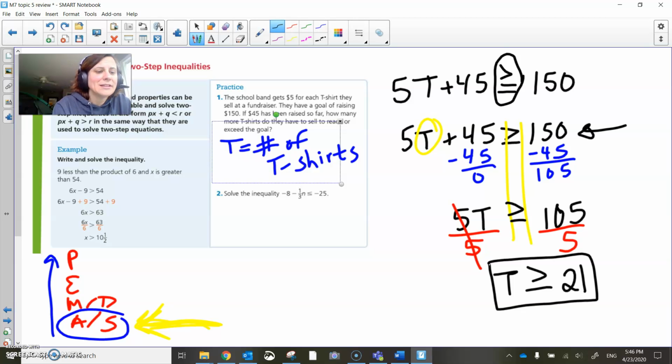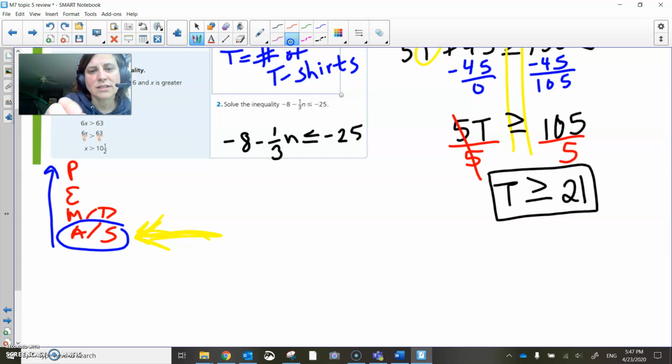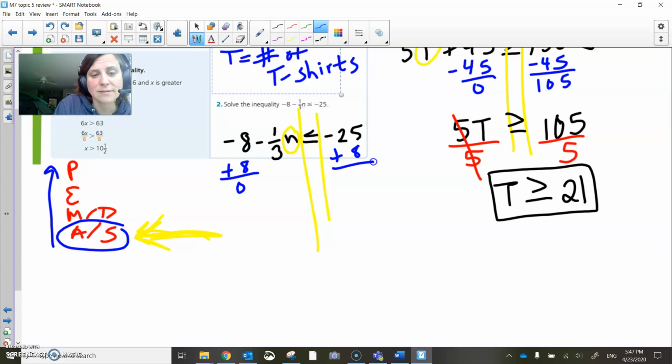It's not so bad. So the second question, the last question here, is another one that has sort of a tricky part to it. So we've got -8 minus 1/3 n is less than or equal to -25. Just like all the other times, we're going to try to isolate this n, and we're going to get rid of any addition or subtraction that's happening to that n. And right now, that's just -8. So it's pretty easy to get rid of that by adding 8 to both sides.